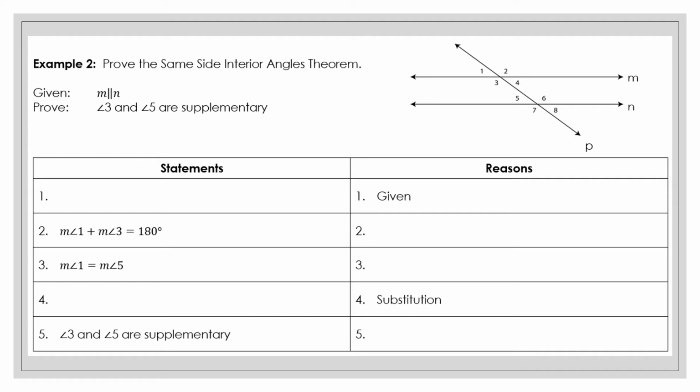So let's go ahead and start with our given, which is that M and N. That's really bad. Let me redo that. M is parallel to N. Okay, and so for my first statement, I've got the measure of angle 1 plus the measure of angle 3 equals 180 degrees. Look at your picture. Those are a linear pair, so they are going to add to equal 180. So, linear pair property.